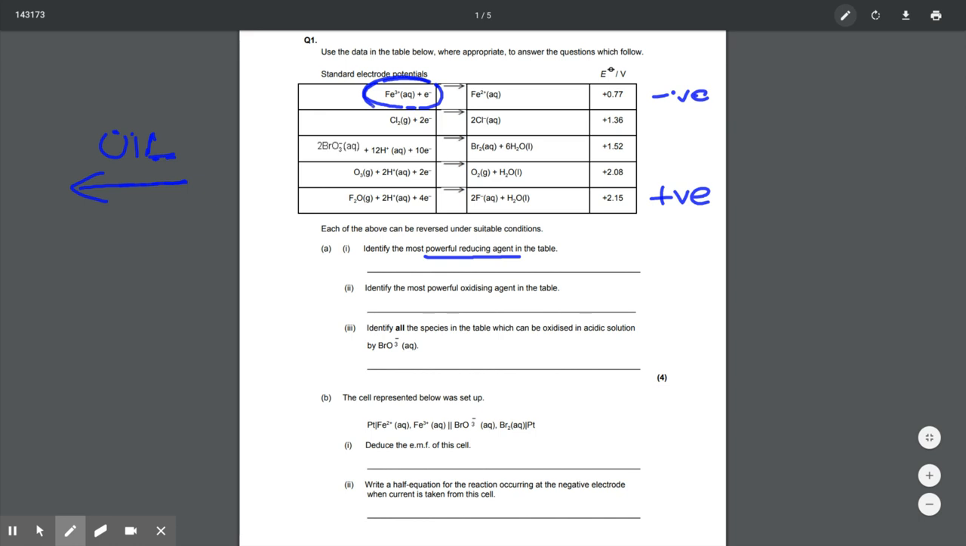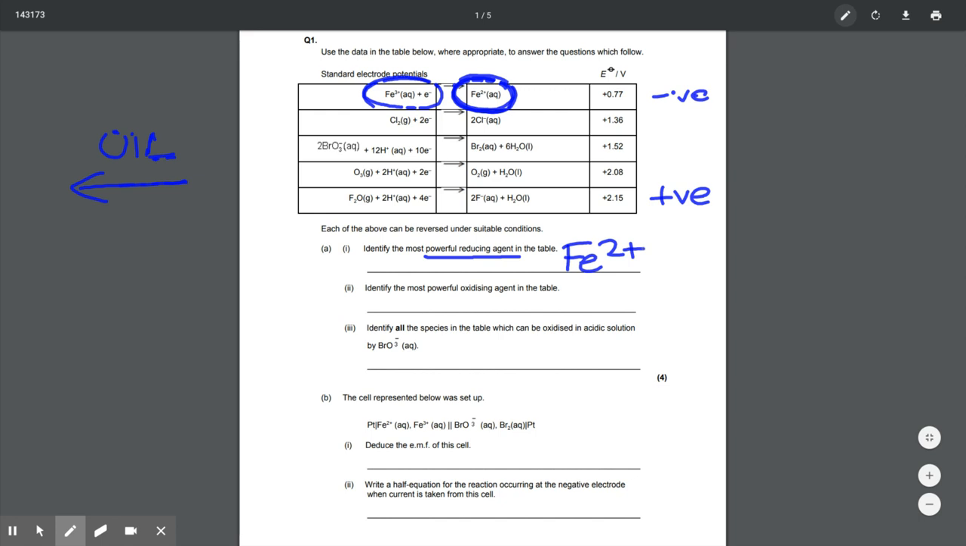So in actual fact, the answer to the question is iron 2 plus, not iron 3 plus. It's the iron 3 plus/iron 2 plus couple, but the iron 2 plus is actually the most powerful reducing agent because it itself wants to be oxidized more than anything else in the table.